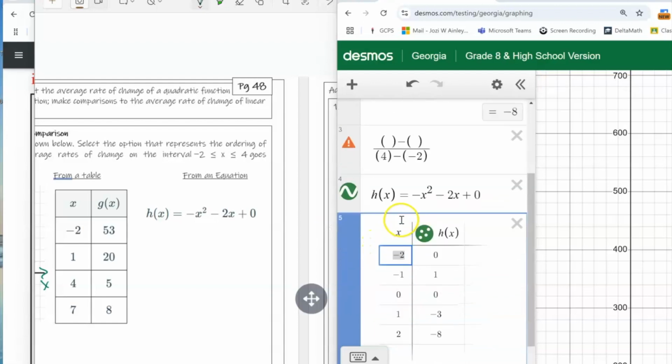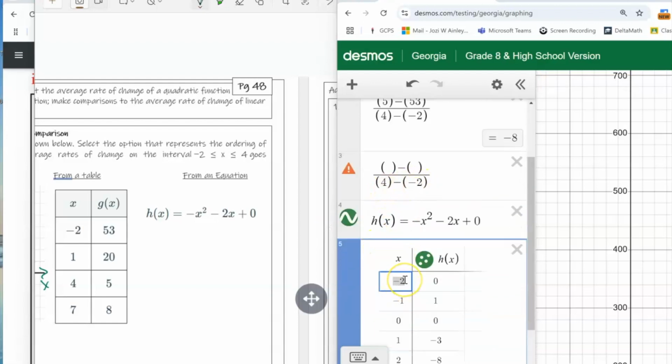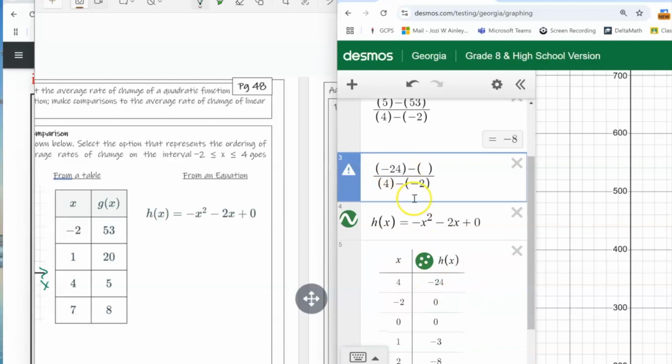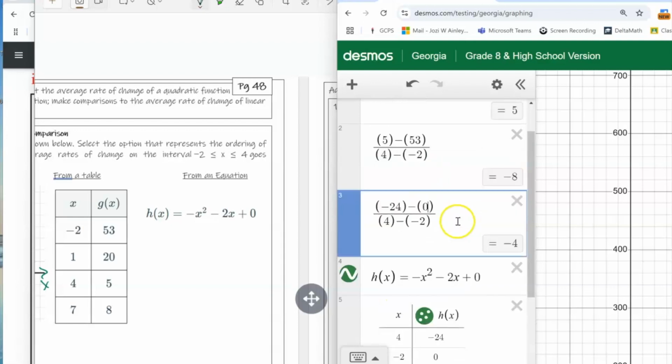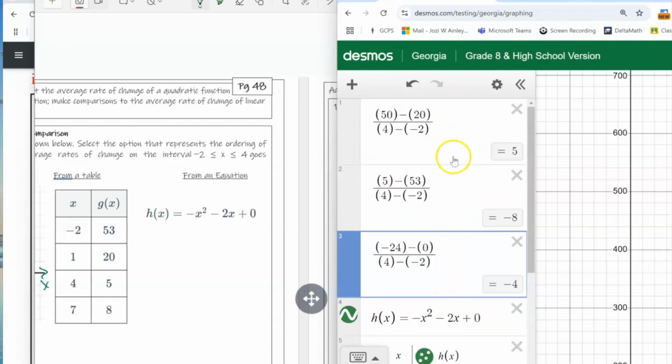Now, what am I looking for? I'm looking for 4 and -2. So I'm just going to type 4. Okay, maybe highlight it. 4, and then come to this one and type -2. Boom, I got it right there. 4 goes with what? -24. Put it in my formula. -2 goes with what? 0. Put it in my formula. So here's my average rate of change in a row.